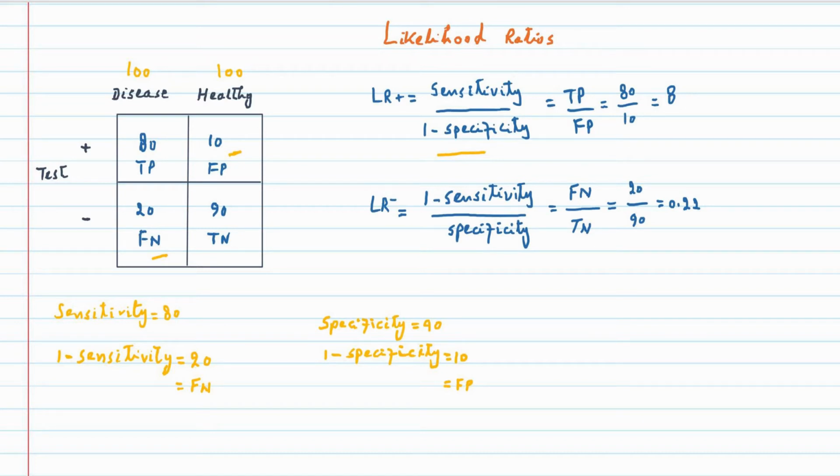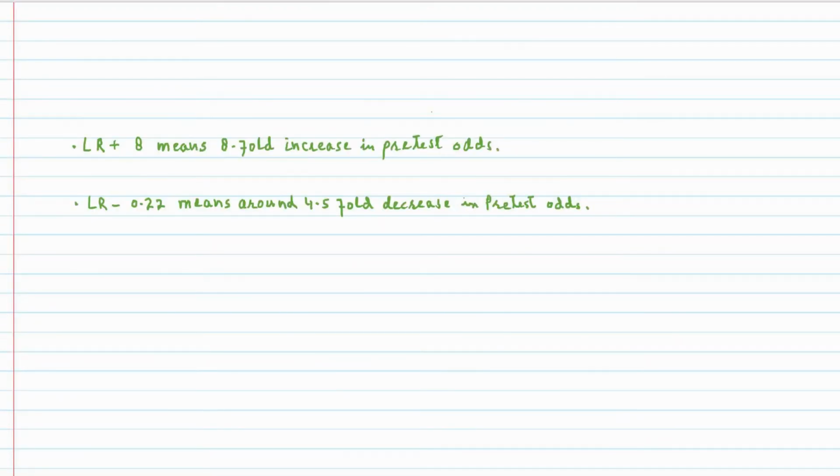We can see in this case the positive likelihood ratio is 8, while the negative likelihood ratio is 0.2. In this case, a positive likelihood ratio of 8 will result in an 8-fold increase in pretest odds, while a negative likelihood ratio of around 0.2 will result in a 4.5-fold decrease in pretest odds.